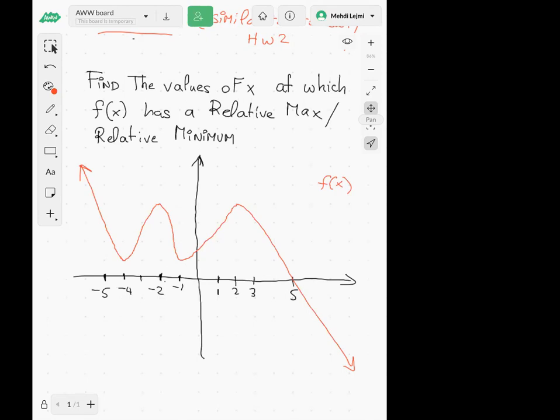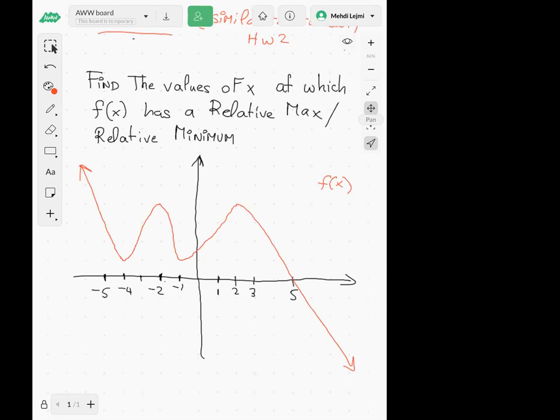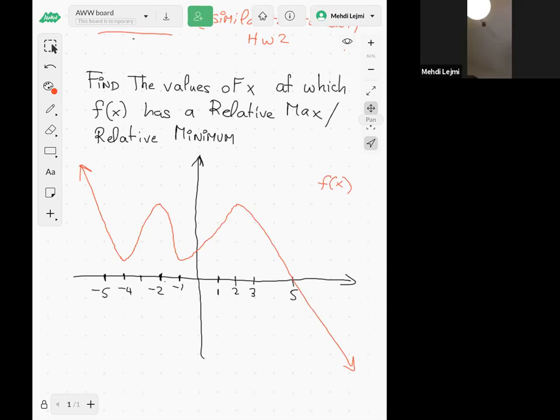Local minimum at negative 4 and -1, and the local maximum at -2 and 2, positive 2. Yes, absolutely. Yeah, very good, Beth. Thank you.